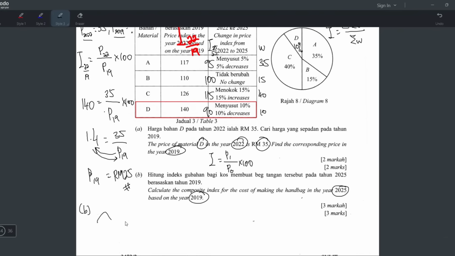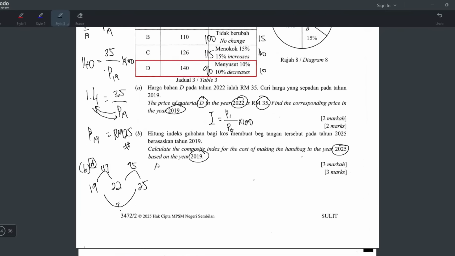So we use the smiley face method because 3 years is involved, right? So we just draw a smiley face and then we masukkan the year. Okay, the first year is 2019 followed by 2022 followed by 25. And I'm doing it for A punya dulu. So 117 is 2219. So here 95 is 2522. So this is 95.